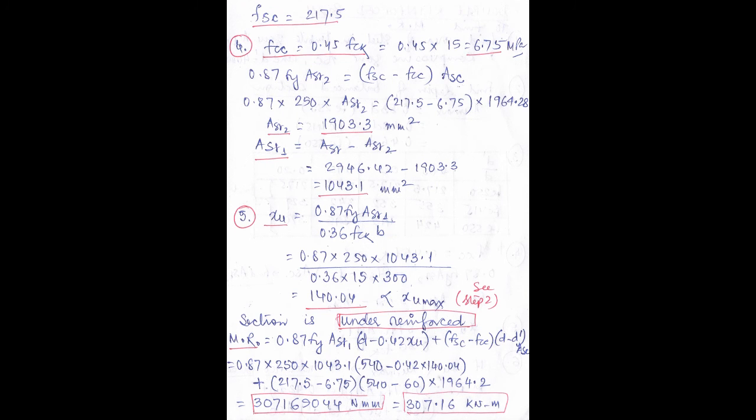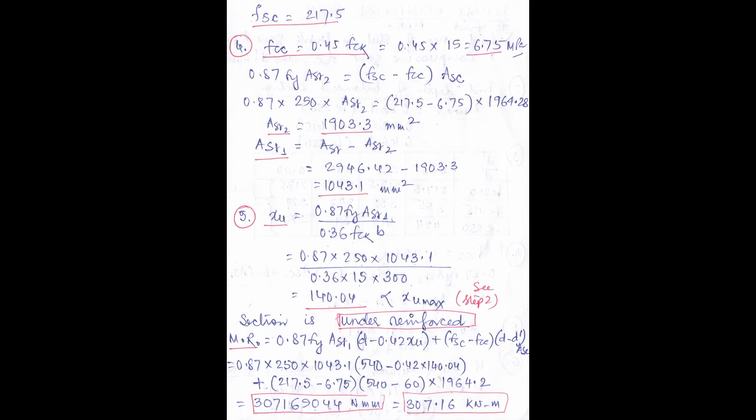Next is step number 4. In step number 4, first we have to find the value of FCC is equal to 0.45 FCK. What is FCK? FCK is the compressive strength of concrete. That means here what we have to use? M15. So FCK will be how much? 15. Correct? So 0.45 multiplied by 15, so 6.75 MPa.